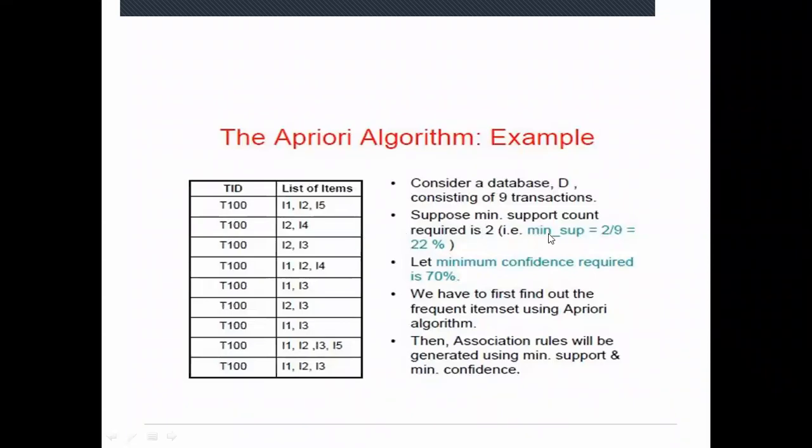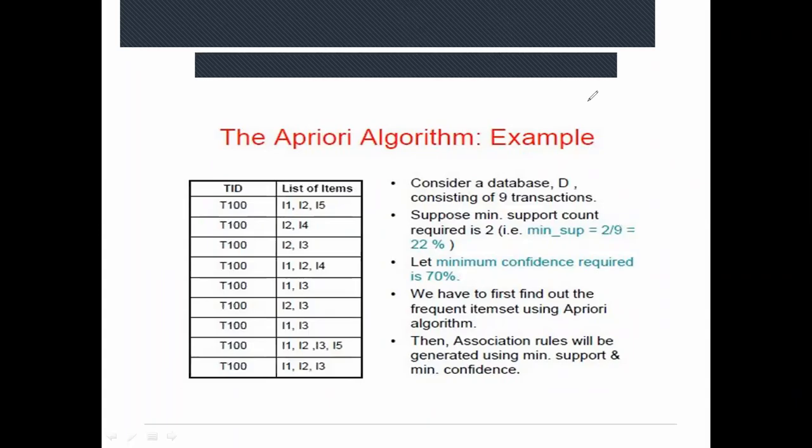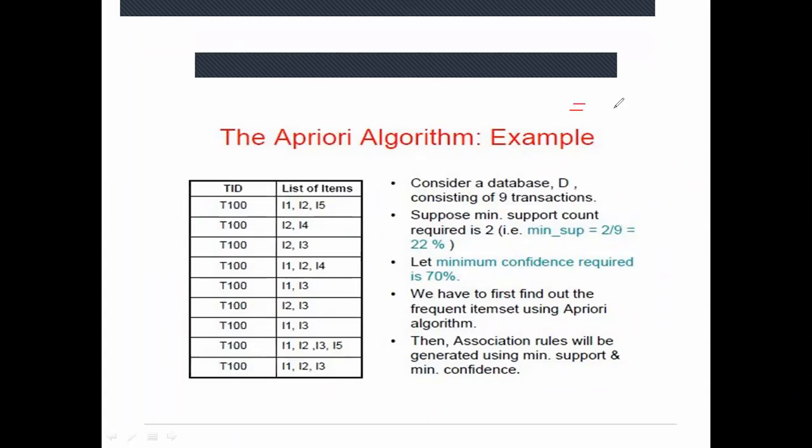Okay, so first I need to take the support. Now, what is the support that I'm taking? If you remember the formula, support is how many times a particular item is coming in that database, how many times that is being bought, what is the frequency of that, divided by the total number of transactions. So the support that I'm taking over here is 22%.